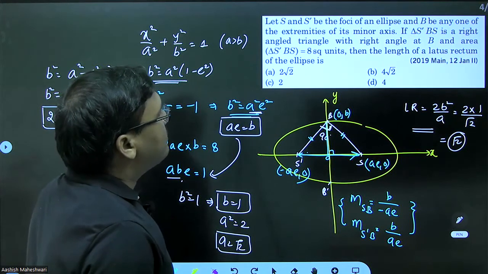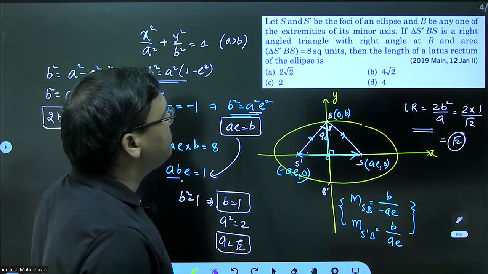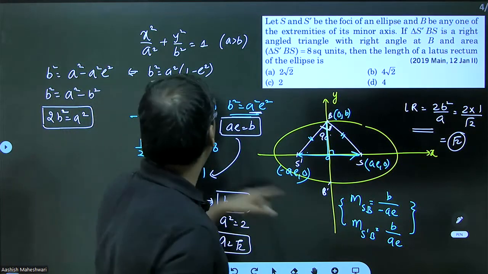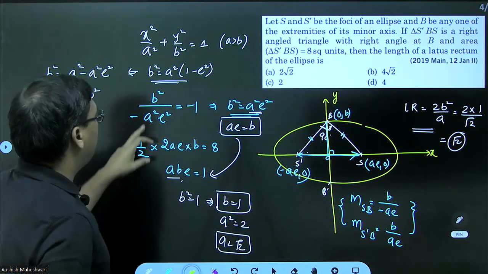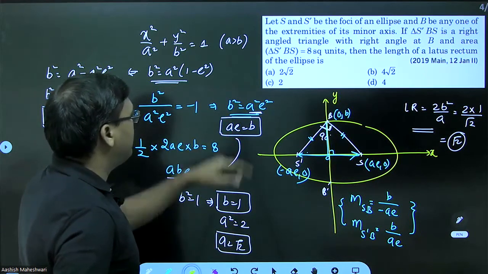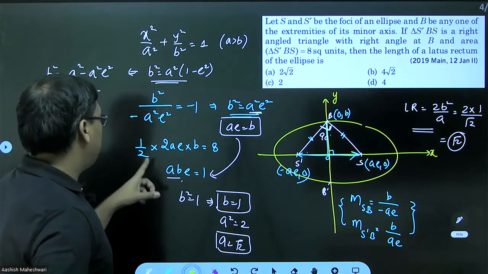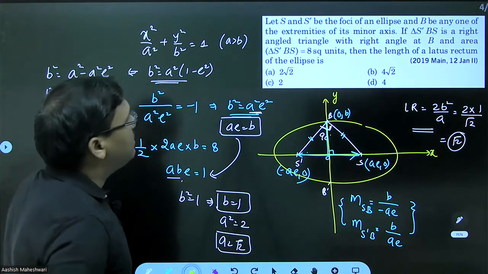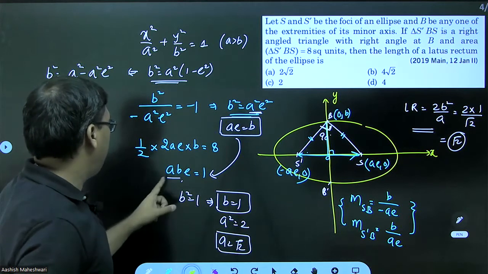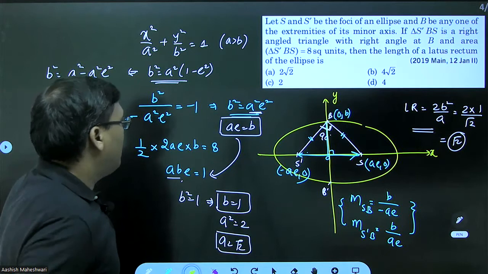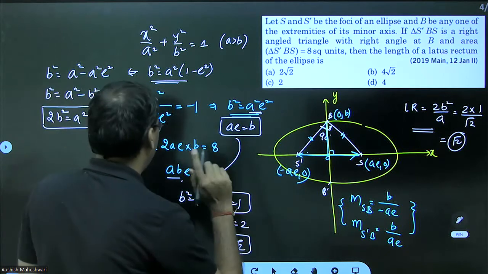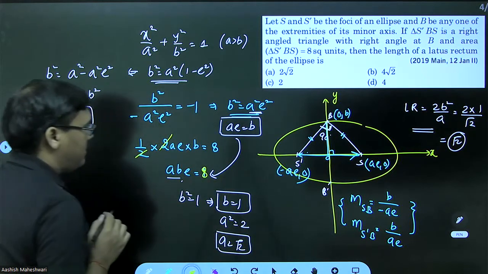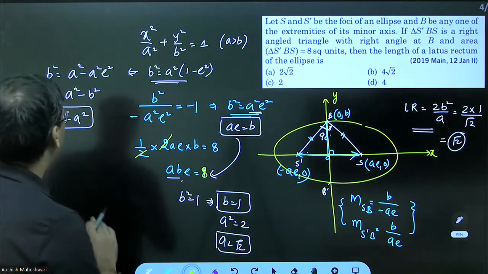I think we have made some calculations. Just check the calculation again. Let me check the calculations. We have got this B square, this is 8. B square by A square is equal to this. B square is equal to this. A is equal to 1. So what is the area? This is half 2AE, base into height is B. All right. Sorry, so this is the mistake we have made. This is cancelled, so this will be equal to 8. Now, yes, ABE is equal to 8. Okay, so let's do the calculation again.